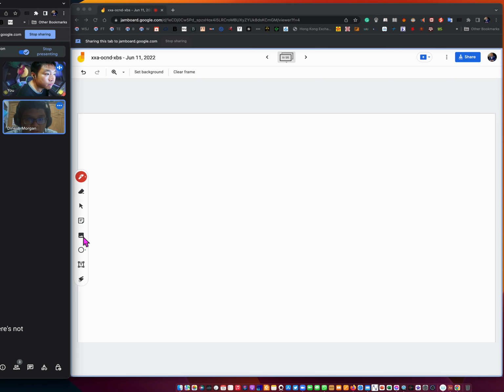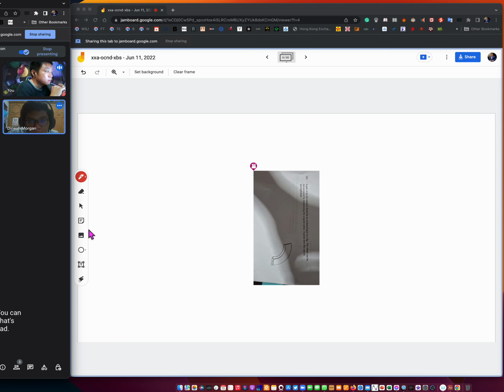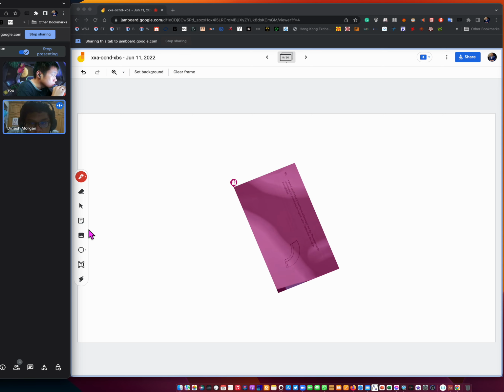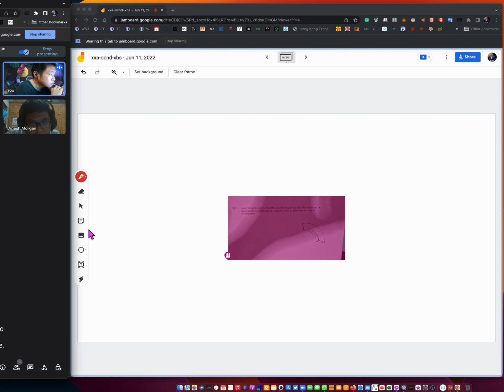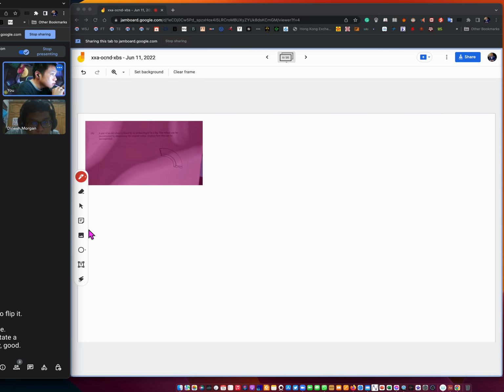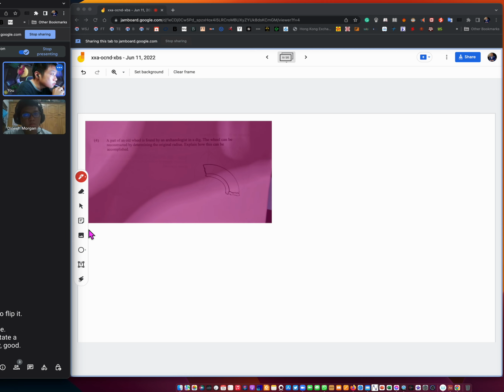No. In fact, you should look for the whiteboard here, above the icon that you use to draw the circle, there is an image icon. You can click on it, and that's how you upload. Yep, good. Oh, good, nice. Yep, just rotate a little bit. Okay, good. Wow. Okay. You're right.